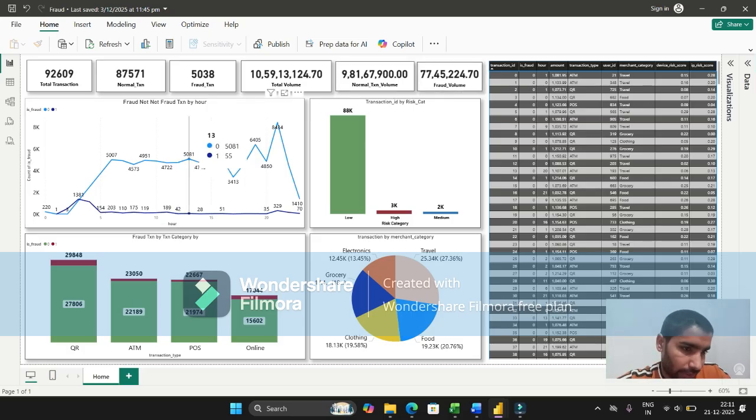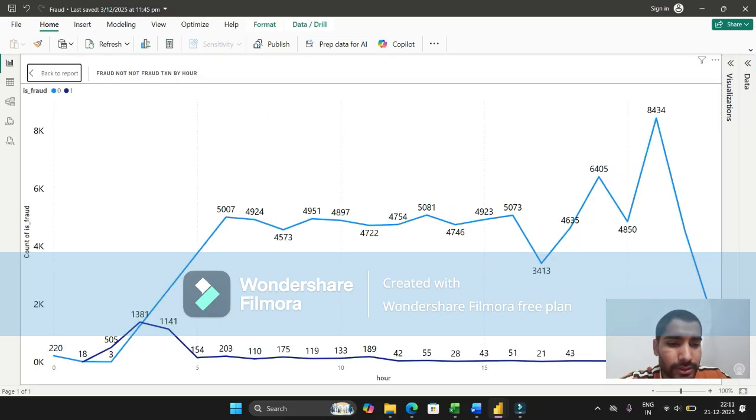This is the line chart. Here we can see two categories only, normal transaction and fraud transaction. Zero is a normal transaction, and one is a fraud transaction.